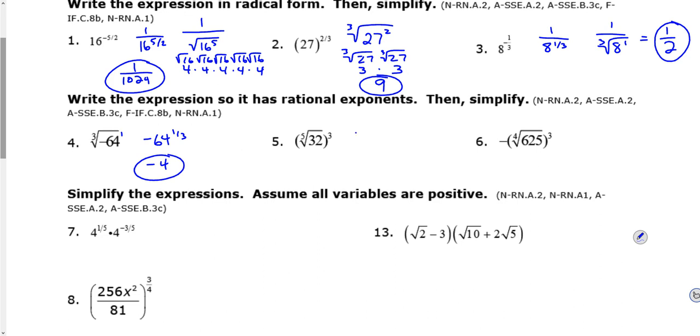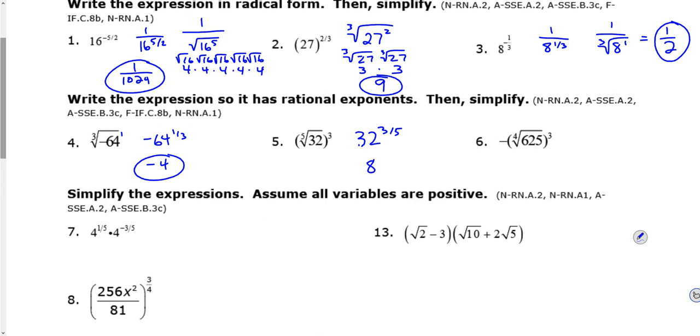This one would be 32 to the 3/5 power. And so we've got 3 copies of the 32, and we're doing a 5th root. So the 5th root of 32 is just 2. So 2 to the 3rd ends up being 8.